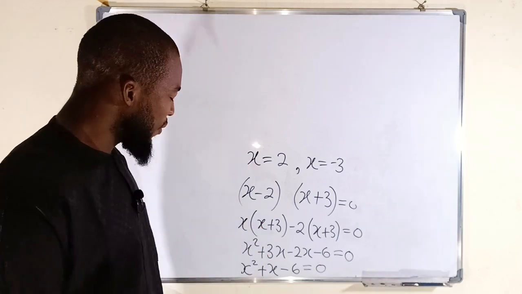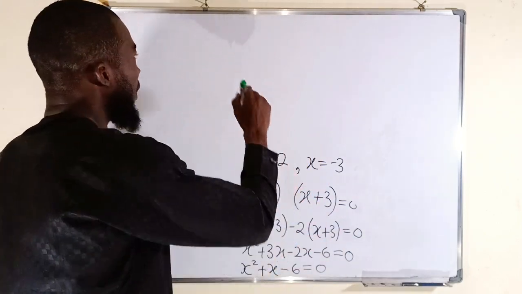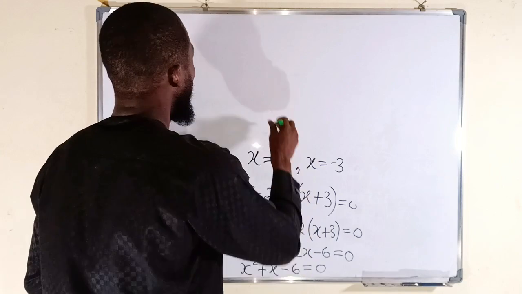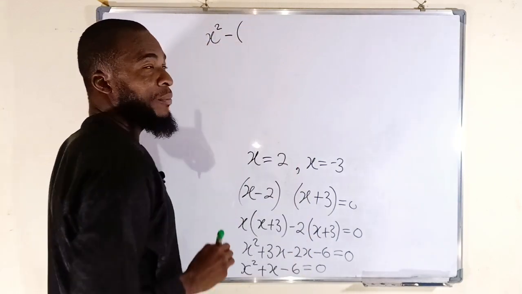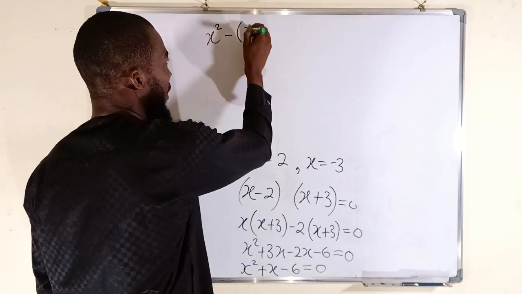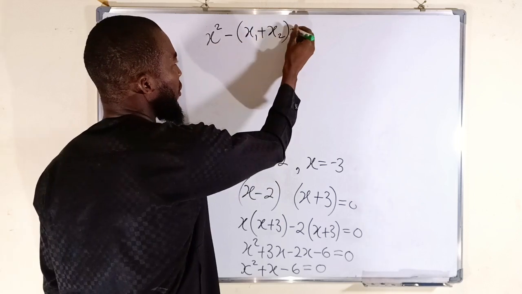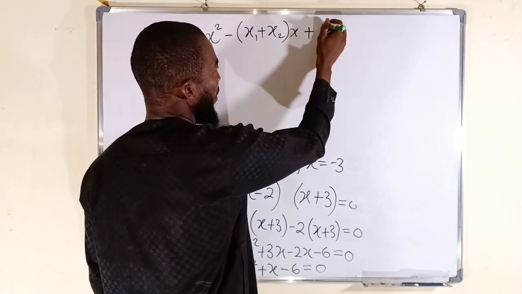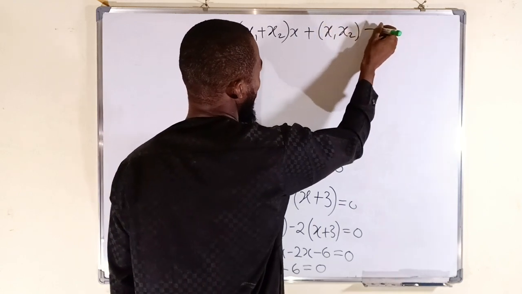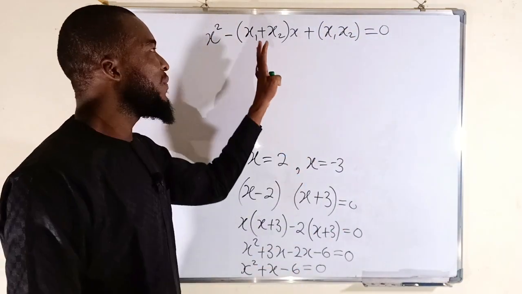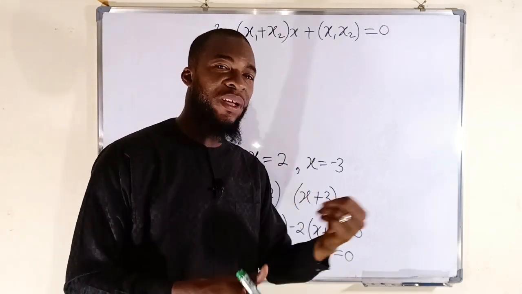And let me show you another way. Remember, from the sum and the product of roots, if you want to form any quadratic equation, it is as simple as taking x squared minus the sum of roots, x1 plus x2, let me call them x1 and x2, multiplied by x. Then you add their product, x1 times x2, and you set the result equal to 0. This formula will always guide you in forming a quadratic equation when the roots are given.